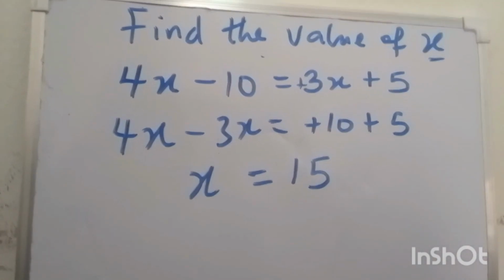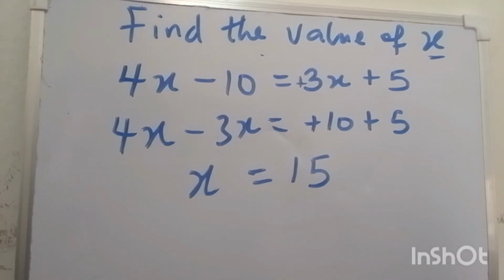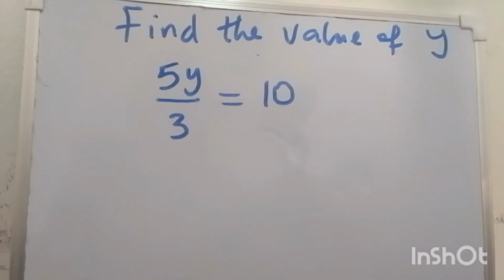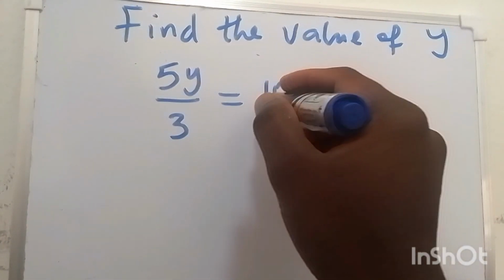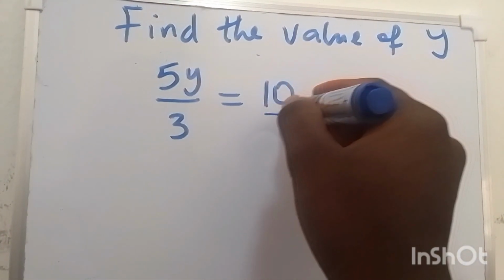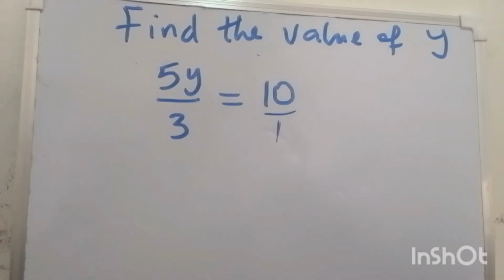We're going to have one more example on, let's say, linear equation with fraction. Alright, to solve this kind of question, 5y divide 3 equals to 10. Find the value of y. How do we solve this? Since it is 10 here, we can also change this 10 to become 10 over 1. Do you accept that? Yes, because 10 over 1 is the same thing as 10.